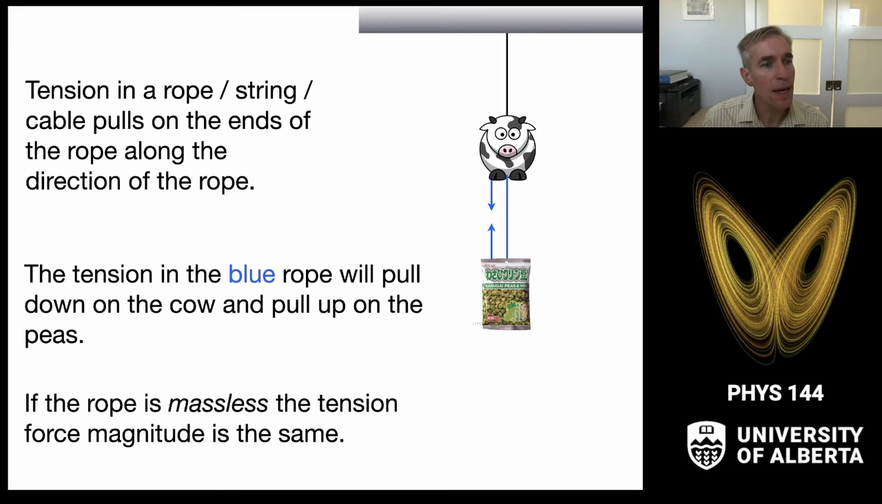Okay, so the tension on a rope basically is going to always pull towards the center of the rope. So in this case, I have a cow suspended from a ceiling, and from that cow, I've attached a bag of wasabi peas, and there's a massless rope between them. The tension in that cable is going to pull up on the wasabi peas and down on the cow. And so these two blue arrows are gonna kind of pull together. They are largely keeping the rope pulling in the same direction. And since the rope is massless, the tension magnitudes will be the same, even if the directions are different.